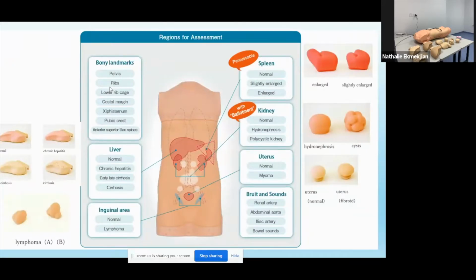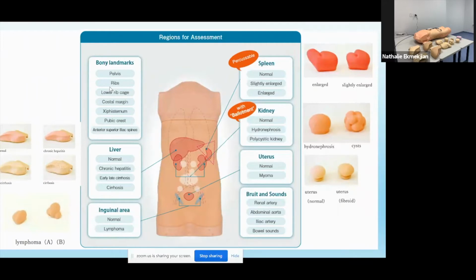What are the regions for assessment? First of all, to start with the bony landmarks, we can palpate the pelvis, ribs, lower rib cage, costal margin, xiphisternum, pubic crest, and anterior superior iliac spine. What are the interchangeable organs for the liver? We have the normal, chronic hepatitis, early late cirrhosis, and cirrhosis. Those are the interchangeable organs.